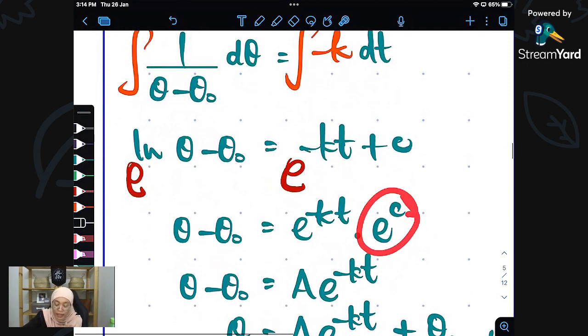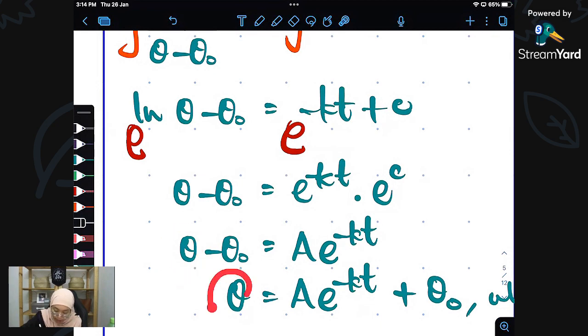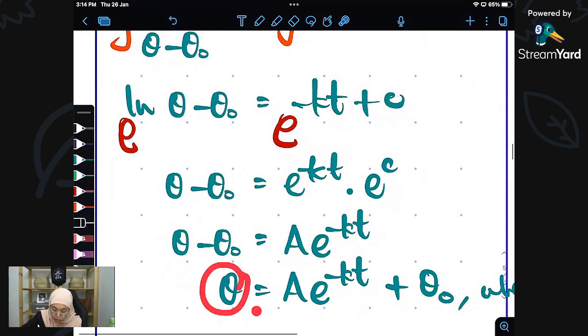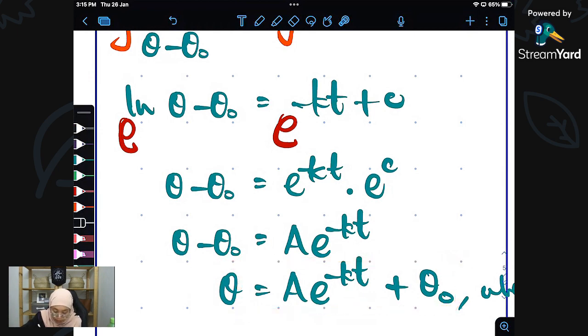And so you change this exponent C into the letter A. As usual, sama saja, pattern sama. And so you must make this theta as the subject. You make theta the subject, you will get equals to A exponent negative kt plus theta naught. Okay, so theta. Did I say Q just now? I'm so sorry if I said Q. What I meant here is theta.